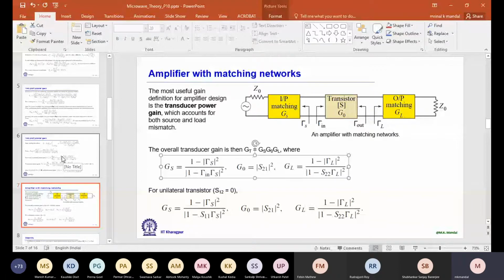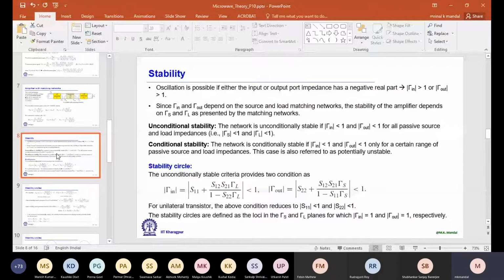Now next, another important condition is called the stability condition. We don't want any oscillation coming out from the amplifier. If we don't take care of this point, what may happen? Let's say you are going to design an amplifier, but you will end up with an oscillator. It will start oscillating whenever you connect the DC power to your amplifier.